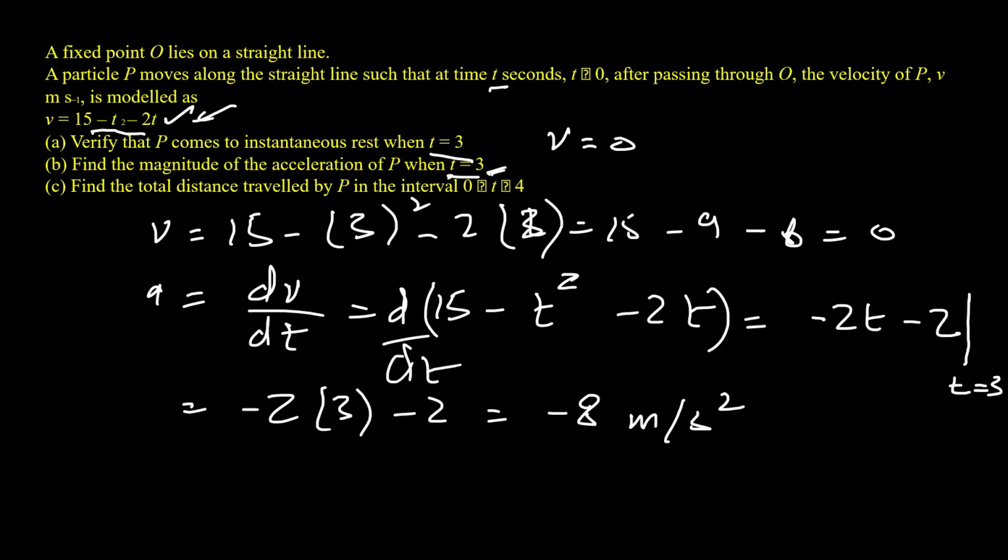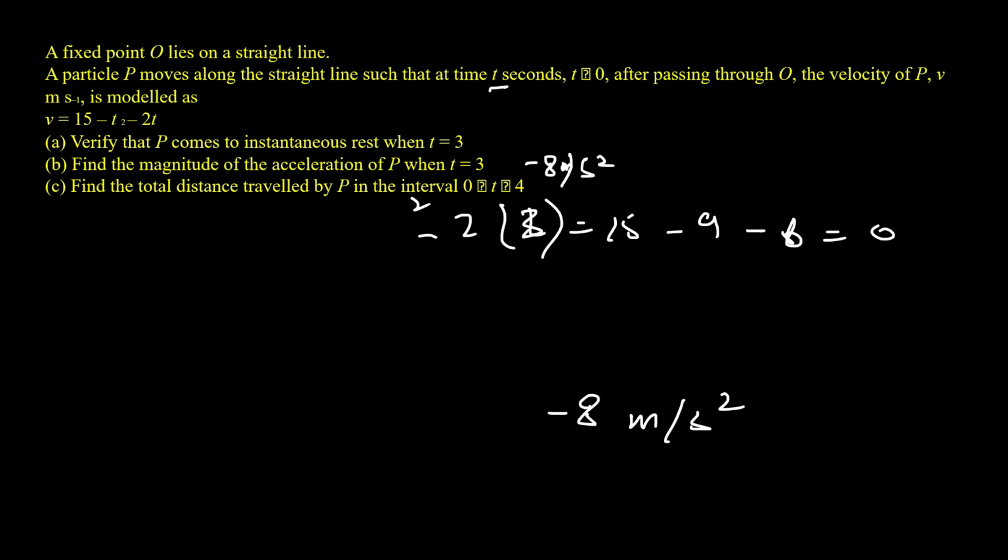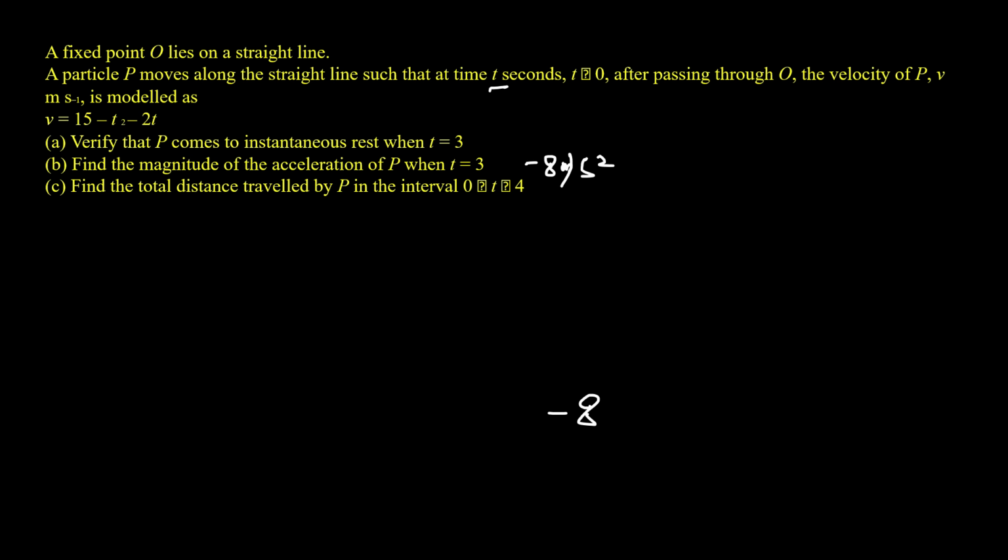Now, find the total distance traveled by P in the interval 0 to 4. I'm going to clear the whiteboard a little bit, write the answers and clear the whiteboard. So we have to find the total distance traveled from the interval 0 to 4 seconds. We have been given the equation of velocity: v is equal to 15 minus t squared minus 2t.